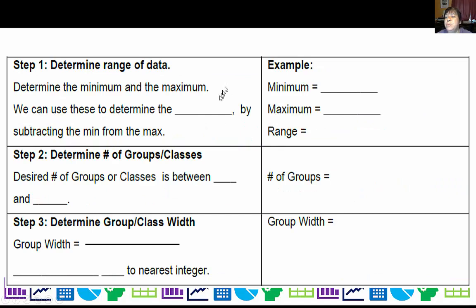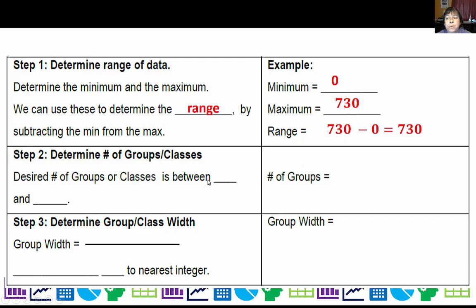So the next step is determining the range, and that's basically first we need the minimum and the maximum. In this case, it's 0 and 730. In a way, I wish we didn't have 0 as our minimum, because then when I subtract them to get the range, it looks like the range is the maximum, but it's not. The range is the difference between the minimum and the maximum.